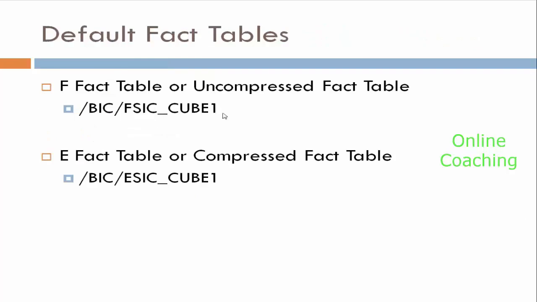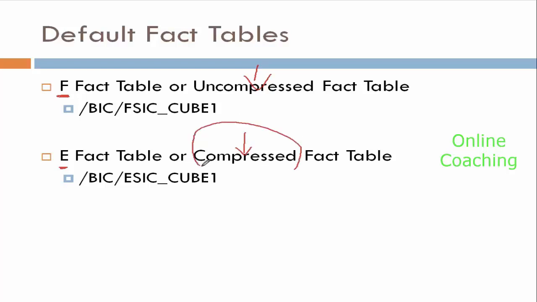There are also fact tables. We have been talking only about dimension tables. We have one fact table in the center. That fact table is divided again into 2 types: one is called the F fact table, and the other is called the E fact table. This is very important for interview questions again. How many fact tables will there be? 2 fact tables, F fact table and E fact table. The F fact table I call the uncompressed fact table. The E fact table is a compressed fact table.